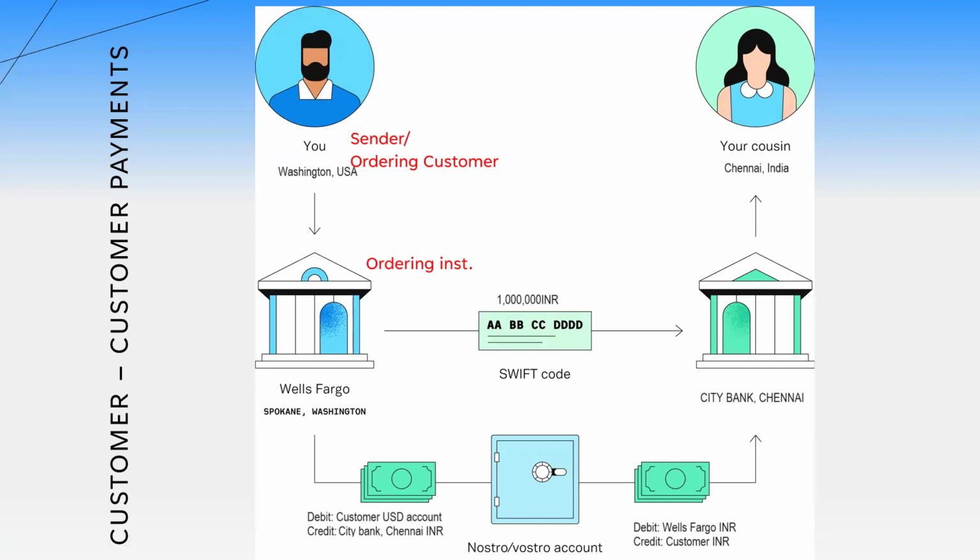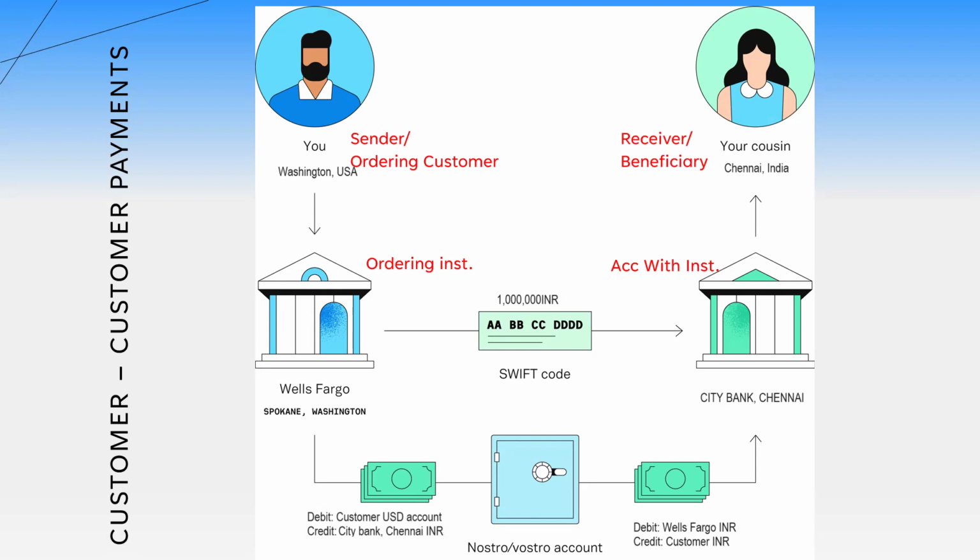The bank which is first initiating the transaction is called the ordering institution. The final bank which is receiving the money, where the final beneficiary has the account, is called the account with institution. Here Citibank Chennai is the account with institution, and the final beneficiary we call the receiver or beneficiary.